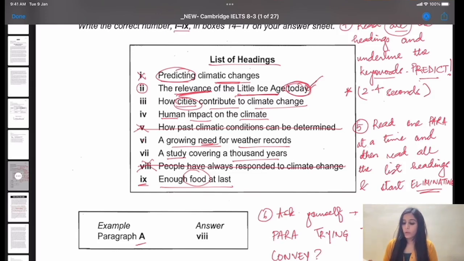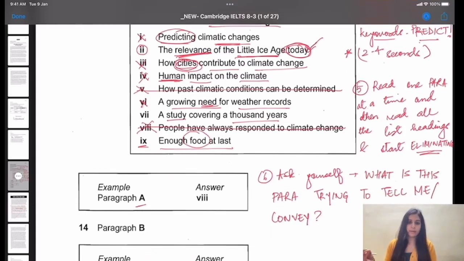So let's read the third one. How cities contribute to climate change. Is there any mention of cities? No, not at all. We strike it off. Human impact on the climate. Is there any mention of how humans are impacting climate? No mention of humans. We strike it off. A growing need for weather records. Definitely no mention of that. No mention of recording weather or the need to record it.